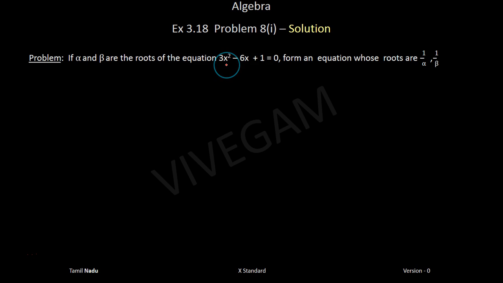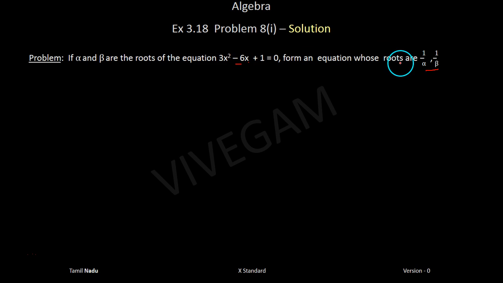Using this equation, we can find alpha plus beta and alpha beta. Now, to form an equation whose roots are these, we need to find the sum of the roots, which is 1 by alpha plus 1 by beta, and the product of the roots, which is 1 by alpha into 1 by beta. You should be able to calculate those using the values of alpha plus beta and alpha beta obtained from this equation.